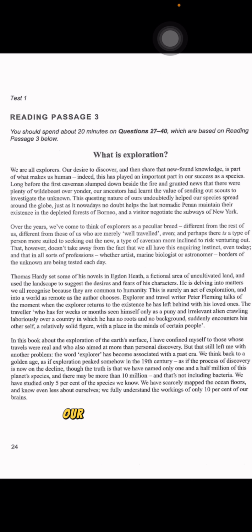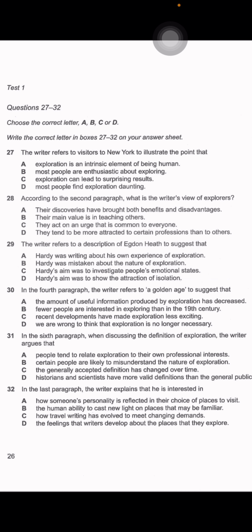...means our nature to explore undoubtedly helped our species spread around the globe, just as it nowadays no doubt helps the last nomadic Penan maintain their existence in the depleted forest of Borneo, and a visitor negotiate the subways of New York. So here I find the keywords: visitor, negotiate the subways of New York. So visitor, New York. Why does the writer mention that? Let's eliminate the absolutely wrong answers first.